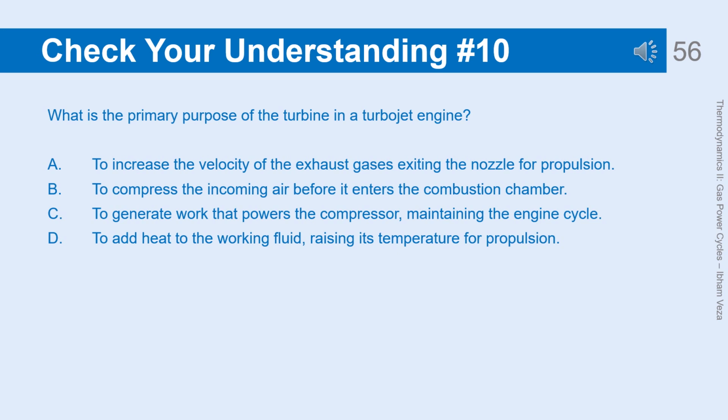B. To compress the incoming air before it enters the combustion chamber. Incorrect, because air compression is performed by the compressor, not the turbine. D. To add heat to the working fluid, raising its temperature for propulsion. Incorrect, because heat addition occurs in the combustion chamber, not in the turbine.